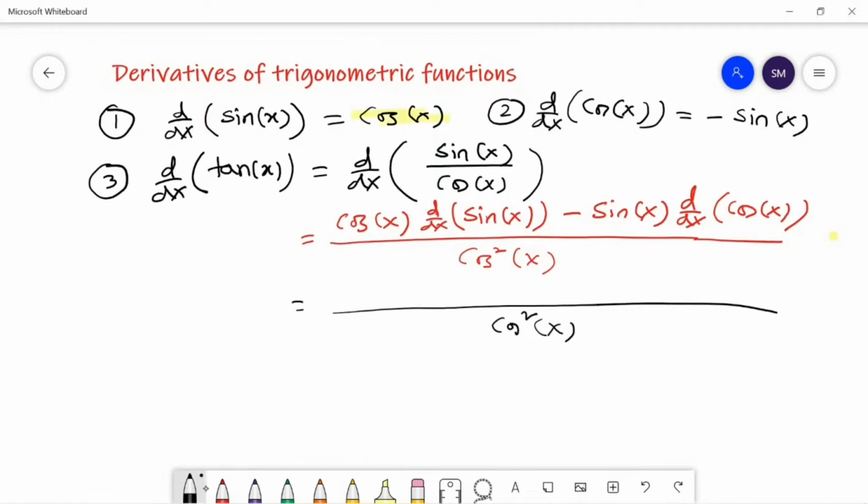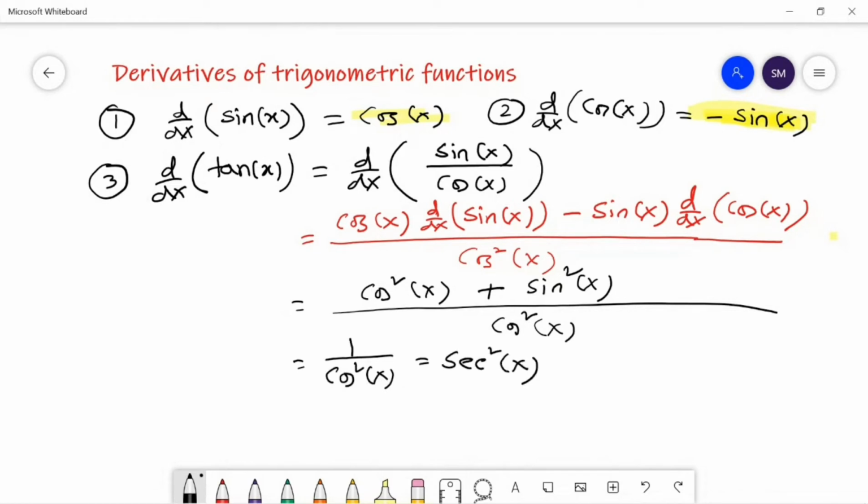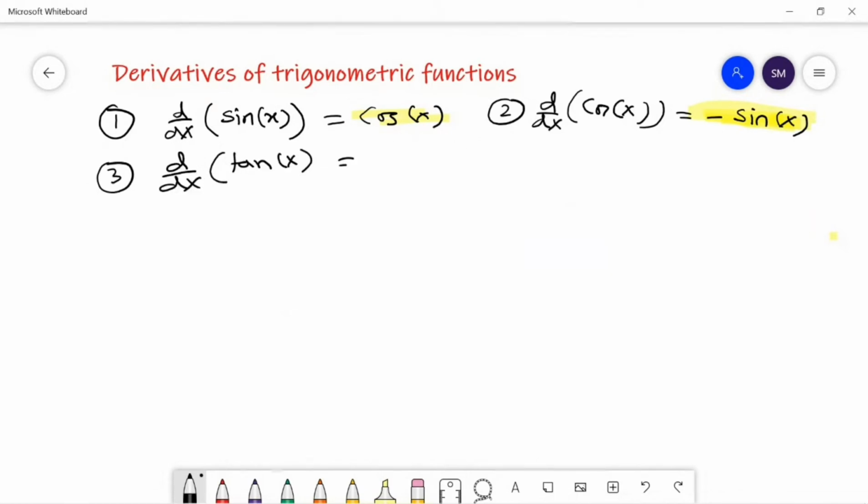over cosine square x. The derivative of sin x is cosine, so cosine square x, minus sin x, but the derivative of cosine x is minus sin x, so it will become plus sin square x. So cosine square x plus sin square x is 1, so it is 1 over cosine square x, which is secant square x. Therefore we have d/dx tan x is secant square x.